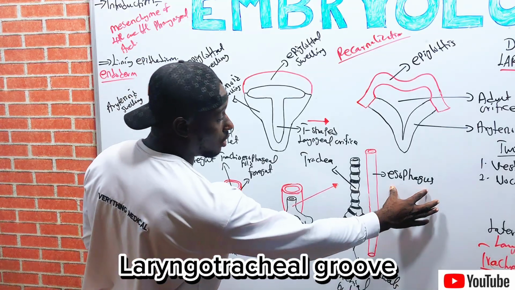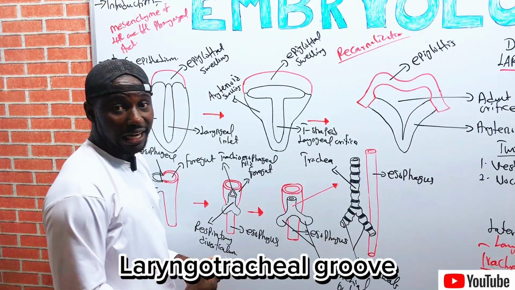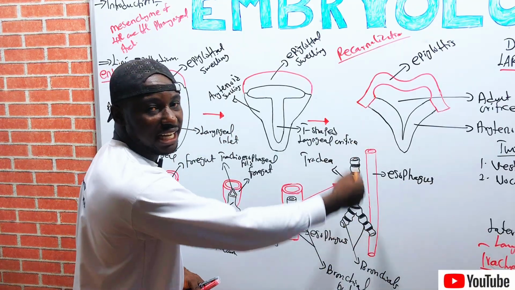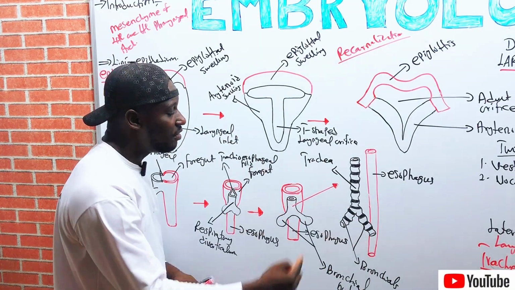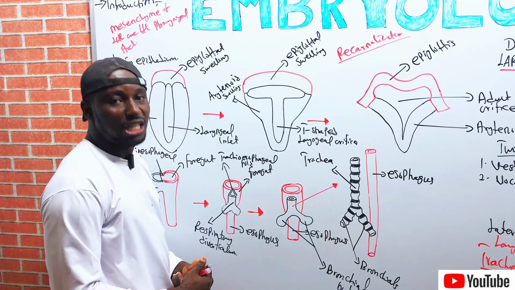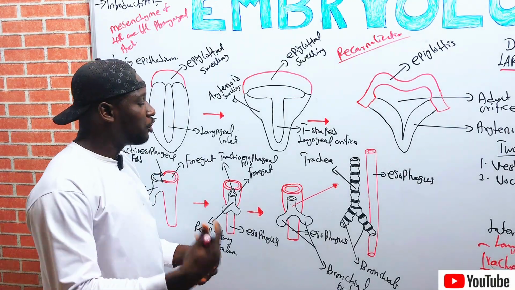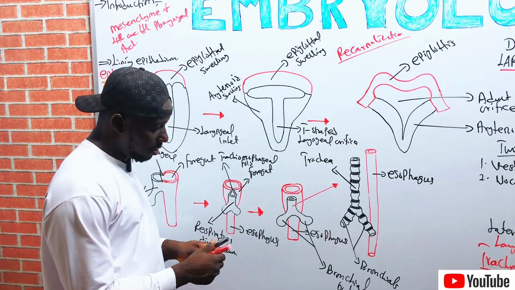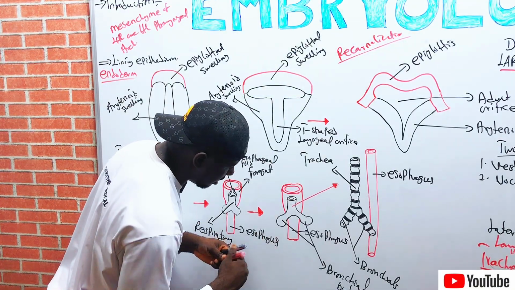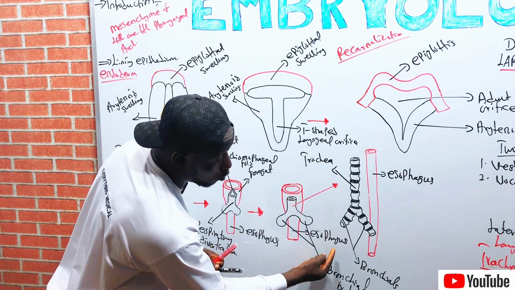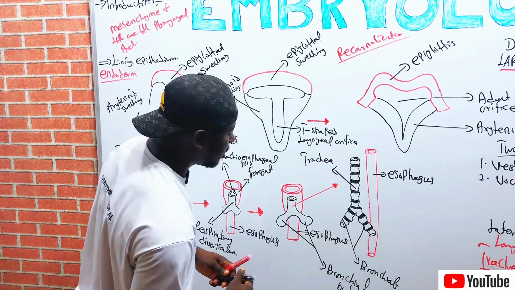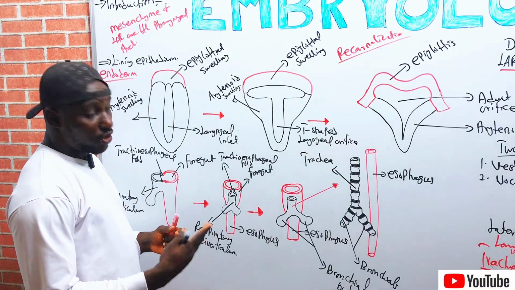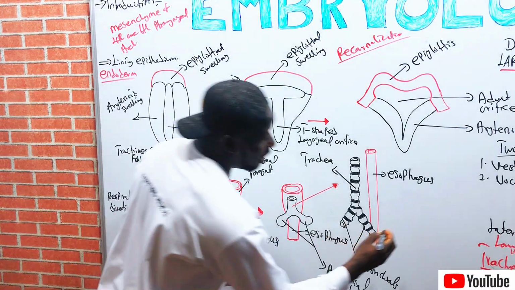Recall that the esophagus develops from the foregut directly, right? So it has to get separated by the activity of the tracheoesophageal septum, formed by the fusion of the tracheoesophageal fold. So that is how it is done, and here remains the esophagus. We have stated it, right? So the next thing we shall be discussing is the clinical correlation.